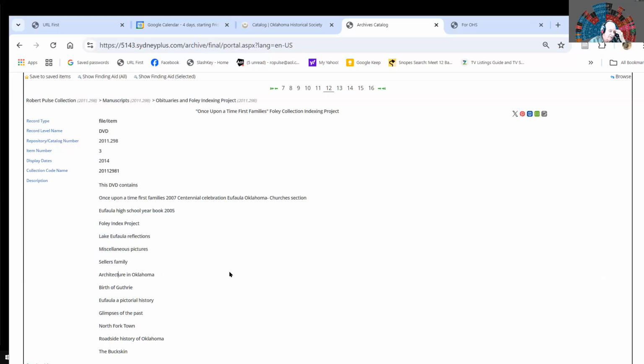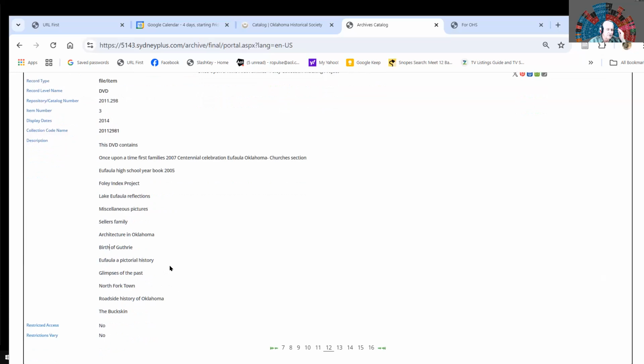Architecture in Oklahoma. These are excerpts of things about Eufaula architecture in Oklahoma. Birth of Guthrie is a book about Guthrie, and in it, it discusses the architect who also did the Foley building in Oklahoma, or is assumed to have done the Foley building in Guthrie, Oklahoma. It's very similar to some of the buildings that he did in Guthrie. He, by the way, is buried in Muskogee.